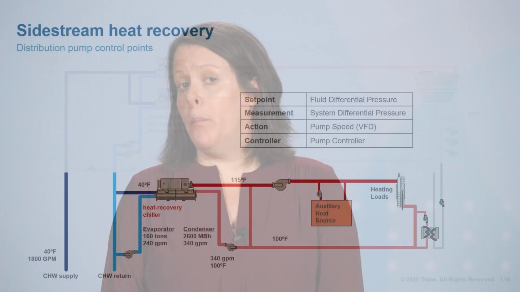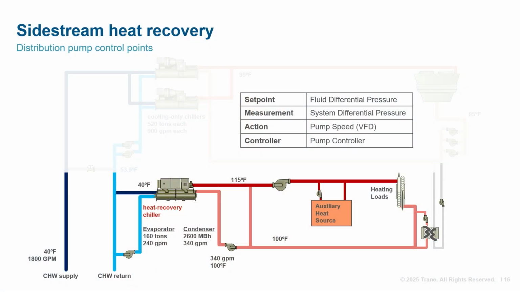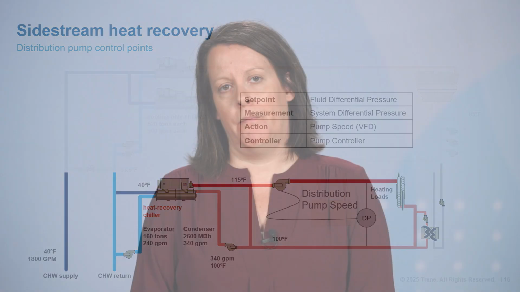Distribution pump speed must also be controlled. The differential pressure measurement is compared against the current differential pressure set point. The pump controller reduces pump speed as system valves close down because the system pressure increases above the set point. They'll speed back up when valves open, asking for more flow to maintain that differential pressure set point.